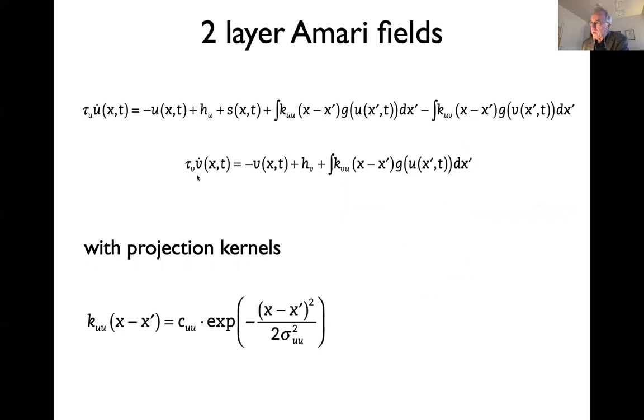It turns out that the timescale tau of these inhibitory neurons in the brain tends to be faster than the timescale of the excitatory neurons.